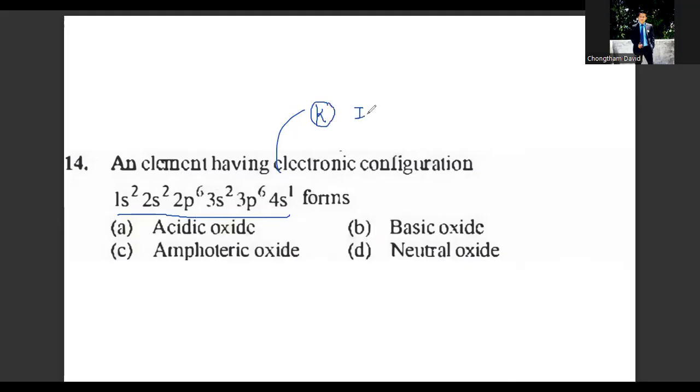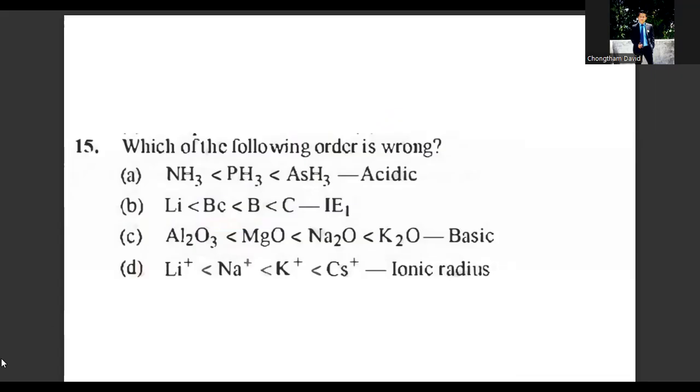Potassium belongs to group 1A of the modern periodic table, and hence this will be very metallic in character. And when metals form oxides, they are basic. So the answer would be option B, basic. I hope it is clear. Let's see question number 15.